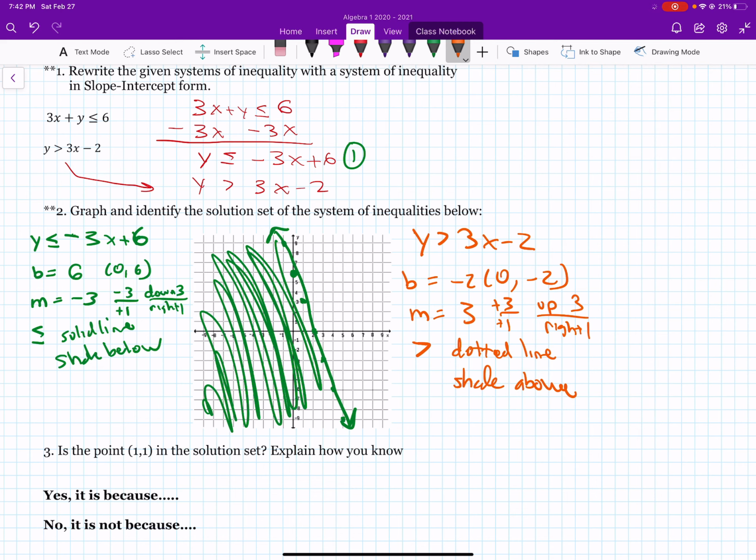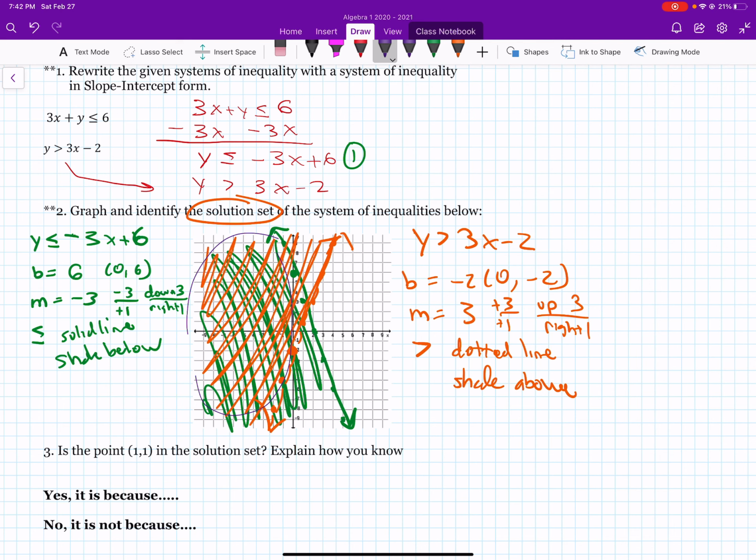So plot the y-intercept at (0, negative 2). Up 3, right 1. Up 3, right 1. Or down 3, left 1. Dashed line. Shade above. Therefore, the solution set is that double shaded region in these quadrants.